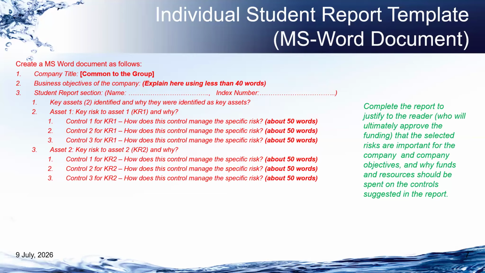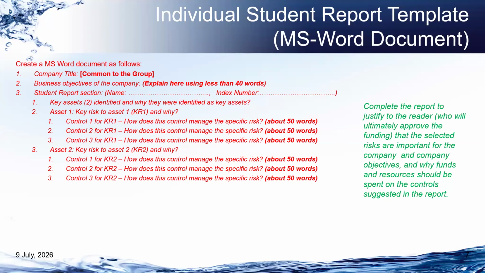It's a collective interpretation of what is happening within the company and what the business objectives are. So you put that in 1 and 2. 3 onwards is for the student. So each one has to uniquely identify 2 assets. So that's asset 1 and asset 2.